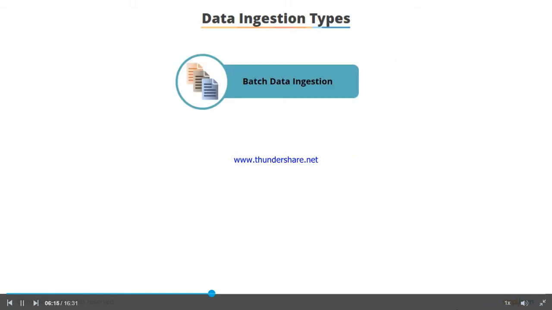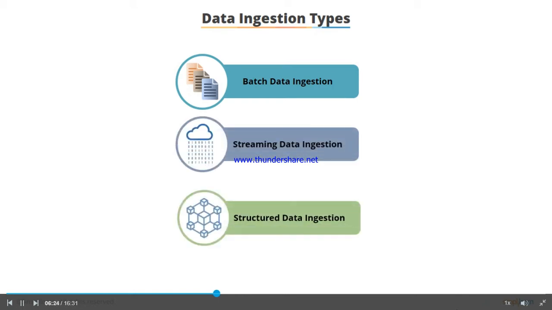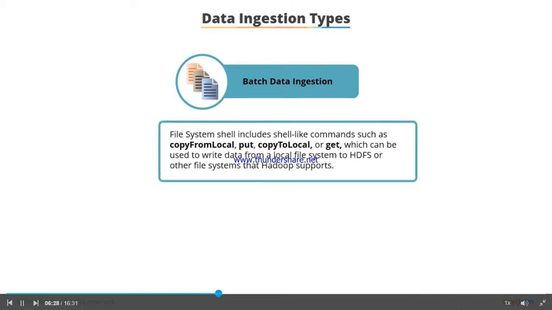Data ingestion can be categorized into three main types: batch data ingestion, streaming data ingestion, structured data ingestion. Batch data ingestion. In this type of ingestion, the file system shell includes shell-like commands such as copyFromLocal, put, copyToLocal, or get, which can be used to write data from a local file system to HDFS or other file systems that Hadoop supports.